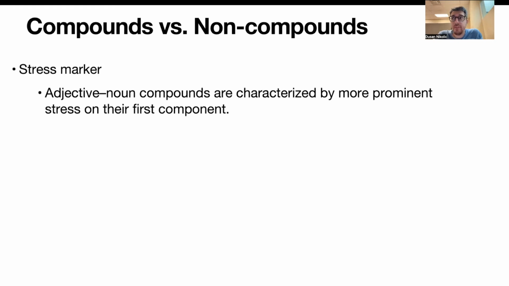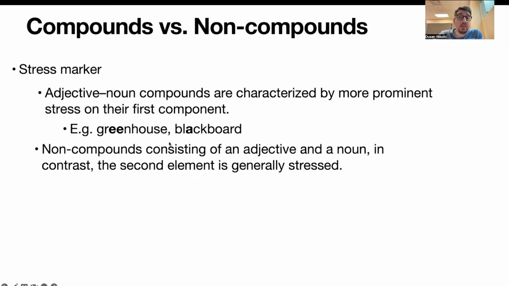Another very important marker of compounds is stress. For example, adjective noun compounds are characterized by more prominent stress on the first component. For example, greenhouse, blackboard. But non-compounds consisting of an adjective and a noun, in contrast, the second element is stressed. For example, greenhouse. It's not a greenhouse, it's not a blackboard, it's literally a blackboard.